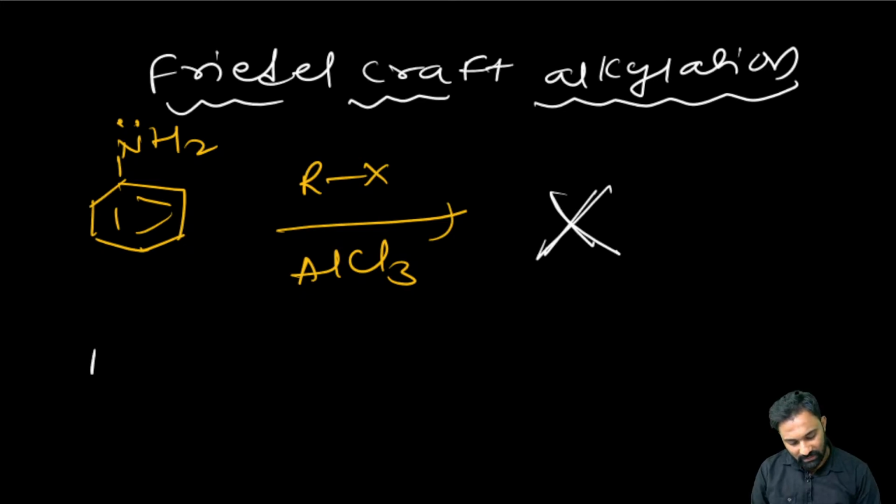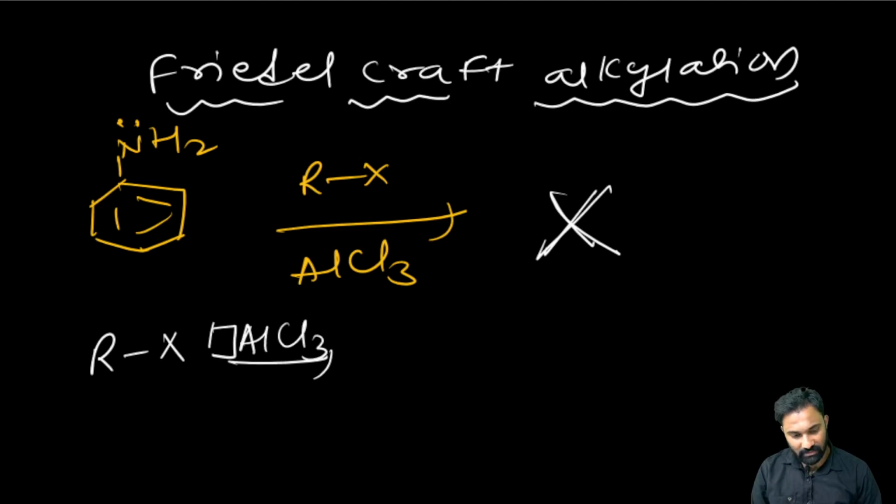Why? Here the alkyl halide in the presence of AlCl3. No reaction here. Aniline upon Friedel-Crafts alkylation gives no reaction. Why? Here to generate the alkyl carbocation as an electrophile, this Lewis acid should accept the lone pair of electrons on the chlorine.